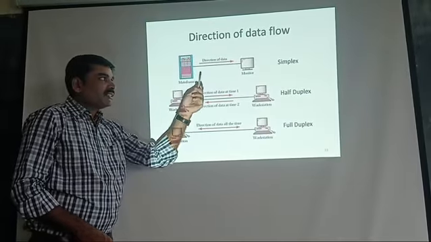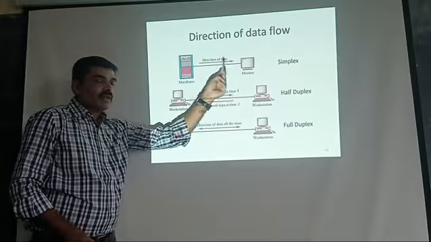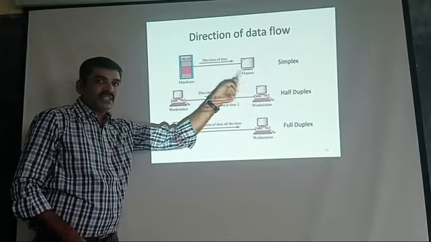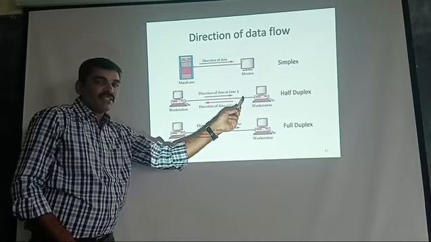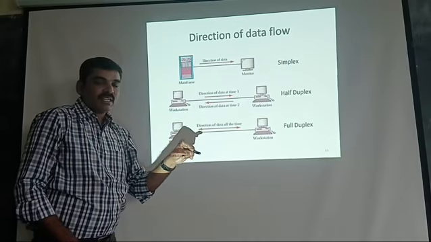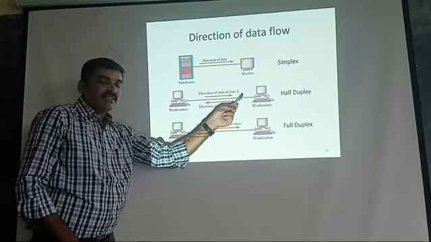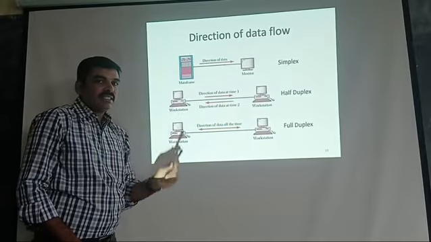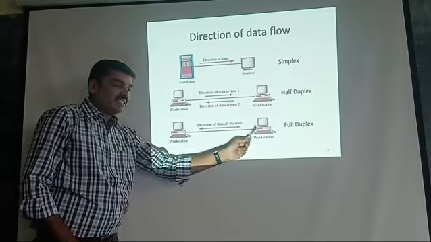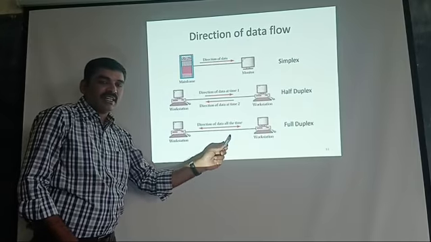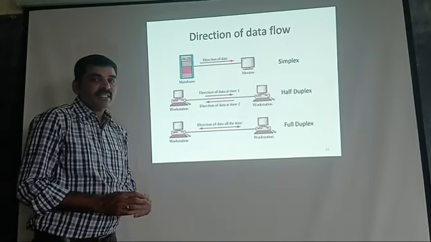In simplex communication, it is a one-way direction, from sender to receiver. Whereas in half-duplex, the sender transmits the information to the receiver at one time, and next the receiver transmits the information to the sender. But in full-duplex, the sender as well as the receiver both transmit data simultaneously, at the same time.